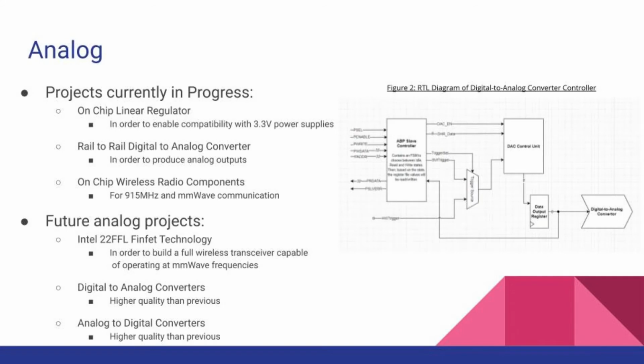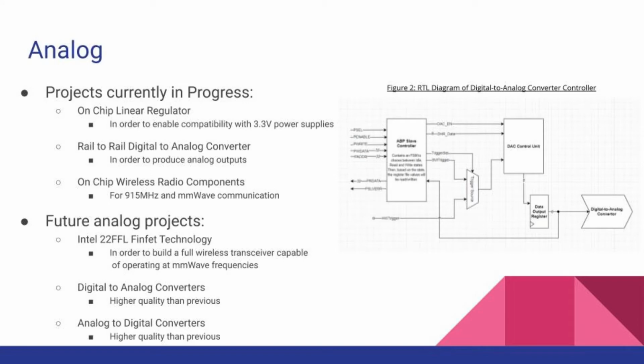The ongoing projects for the analog design team include an on-chip linear dropout voltage regulator, a rail-to-rail digital-to-analog converter, an analog-to-digital converter, and the ongoing design of an on-chip wireless radio's components. The on-chip linear regulator enables a device to be compatible with 3.3 volt power supplies and ensures the voltage and power delivered to the chip is safely regulated.